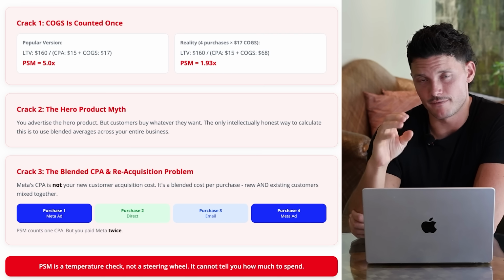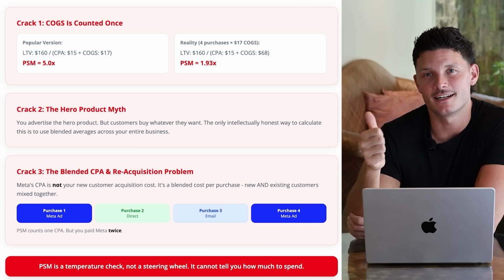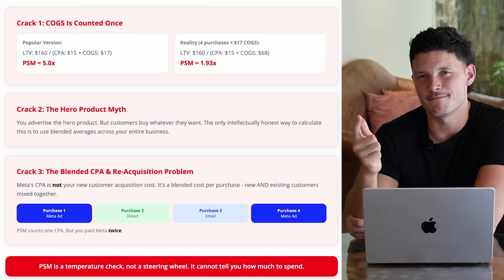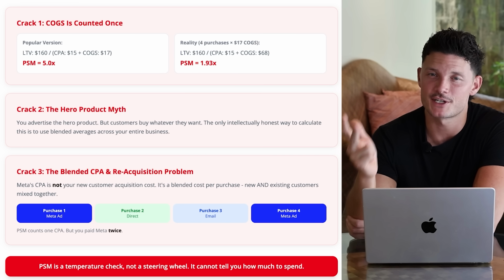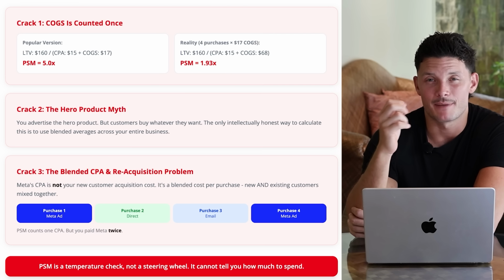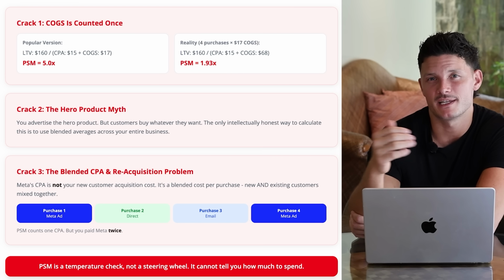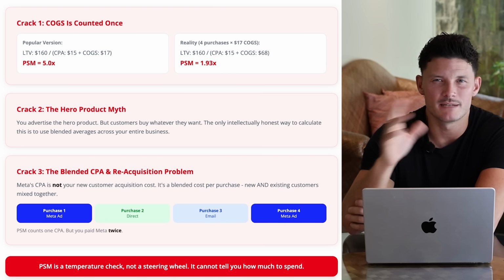So with PSM, it's built on a foundation of flawed inputs. Incorrect COGS, it systematically undercounts fulfillment costs. The hero product is a strategic tool, not a clean mathematical input. And 3, blended CPA. It's not true customer acquisition cost, and it hides that reacquisition problem. And because of these issues, PSM cannot be that clean, authoritative tool that many claim it to be. So use it more as a temperature check.